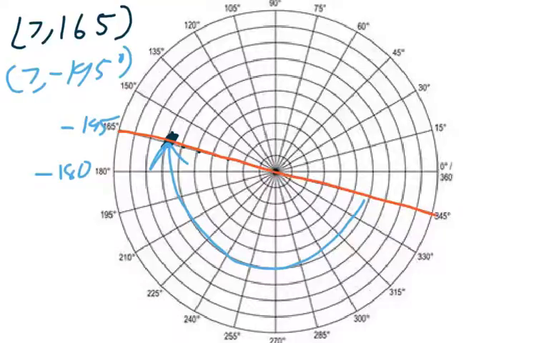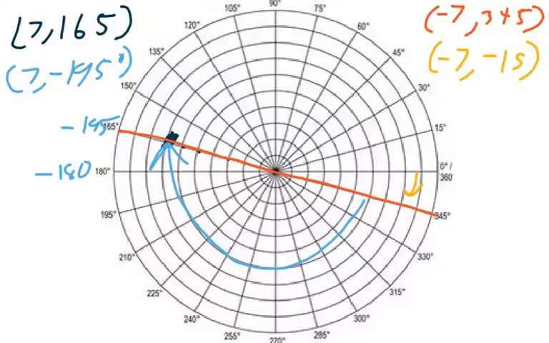If I go across, that's 345 degrees. And because I'm on the opposite side of where the point is, I'm going to use a negative. So that's negative 7. And if I go this direction, that's negative 15. And those are the 4 different ways that I can name the point that I have in this particular example.